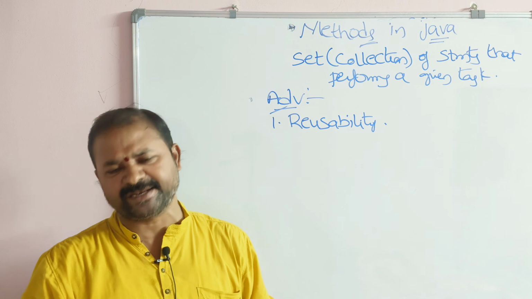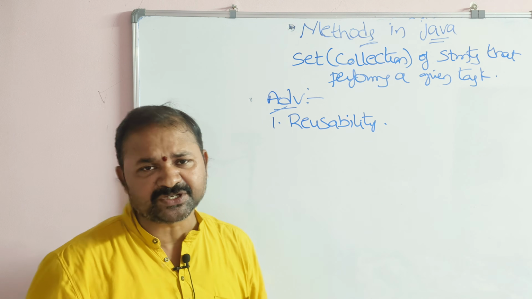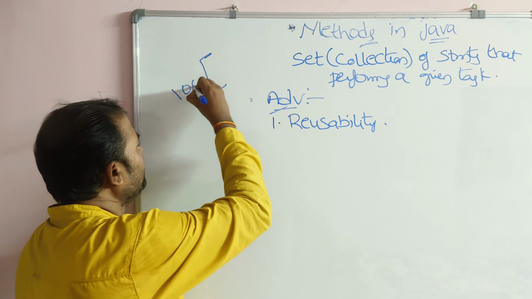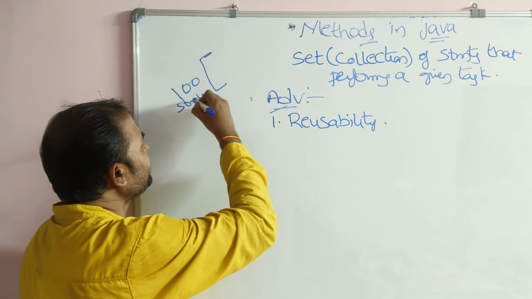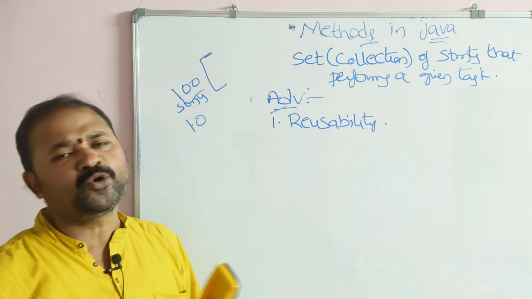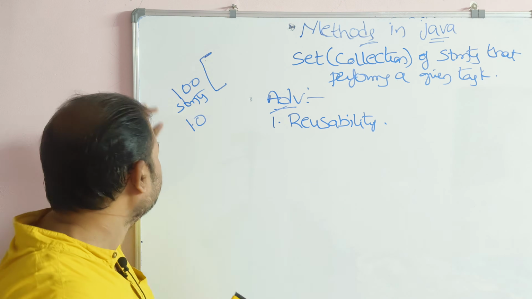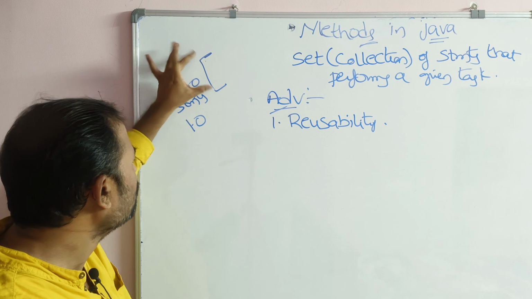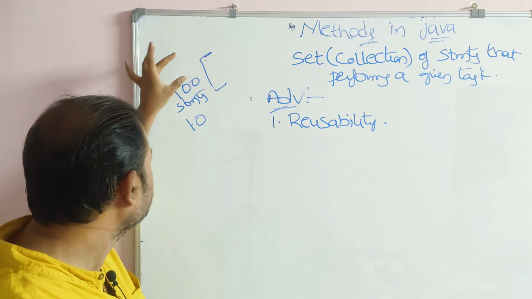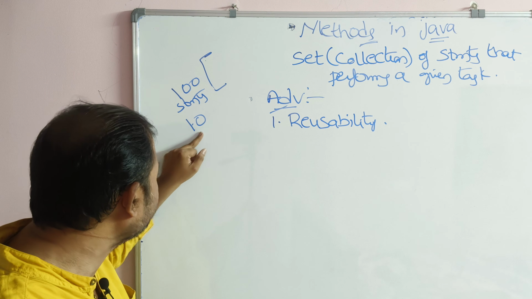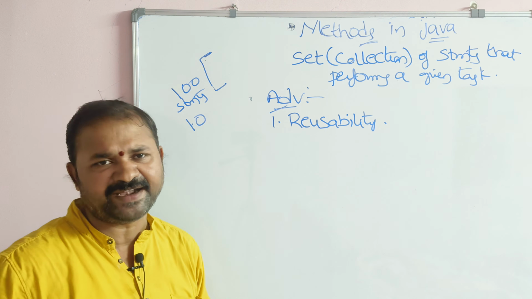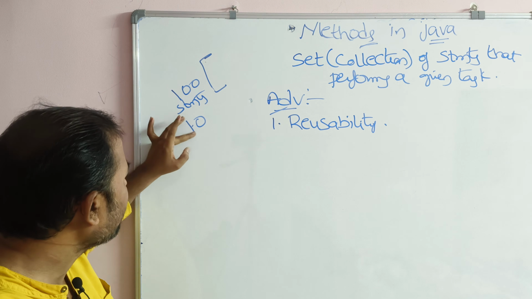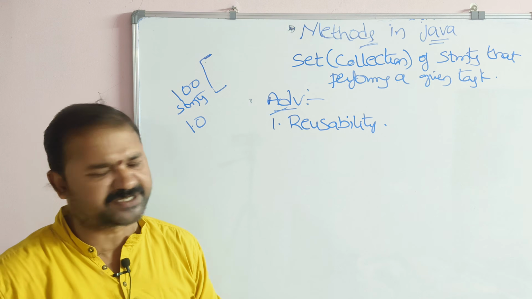to our requirement. Let us assume that we want to use a set of code. Let's say we want to use 100 statements 10 times in our program. So define a method, that is, write these 100 statements only once. Call the corresponding method 10 times. So that is the advantage, reusability. Writing the method only once and calling the method many number of times.